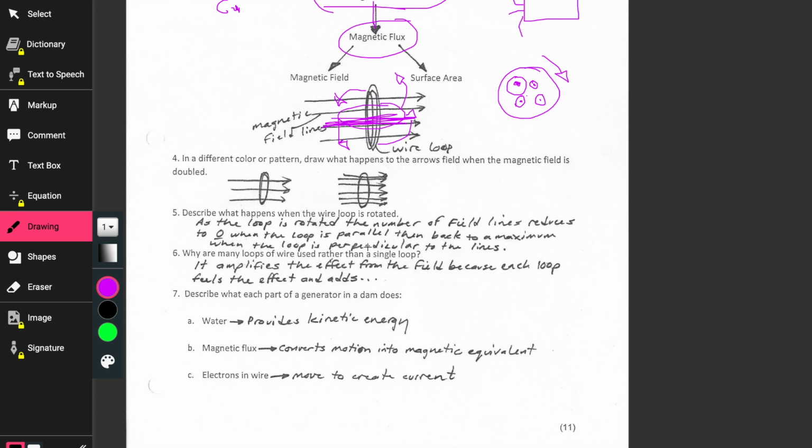Why are many loops of wire used rather than a single loop? The more loops amplifies the effect from the field, because each loop feels the effect and it all adds together.